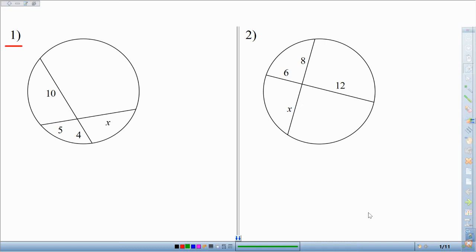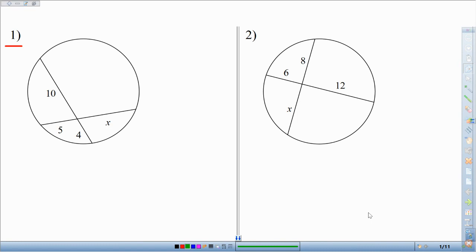Hey, everybody. So we are looking at the 15.4 worksheet today, dealing with our three new equations, the chord product theorem, secant, and tangent secant. I'll be basically doing one of each. So just stick with me, and then you can try these on your own.